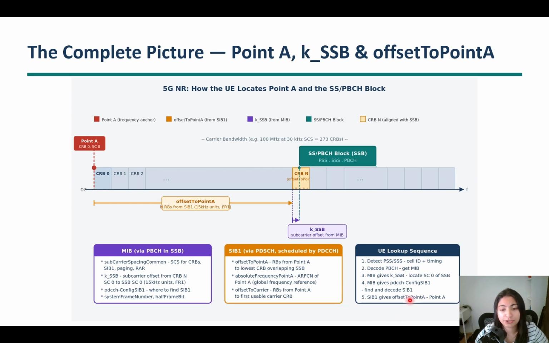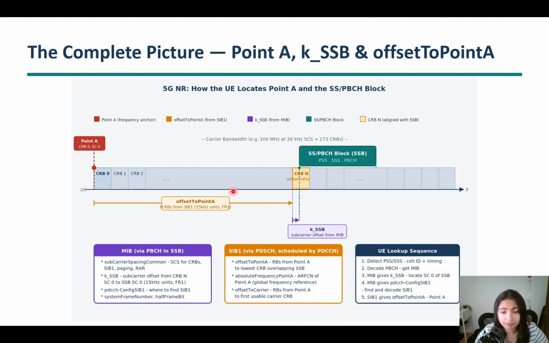SIB1 gives offset to point A. What exactly is offset to point A? Offset to point A is the number of resource blocks between CRB 0, that is common resource block 0, and the resource block that overlaps with the SSPBCH block. So in this case, there are n plus 1 blocks between the common resource block that overlaps with the SSPBCH block, which is used for the calculation, and CRB 0. Thus offset to point A is clear.